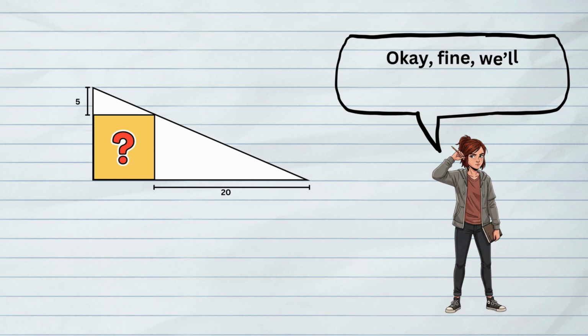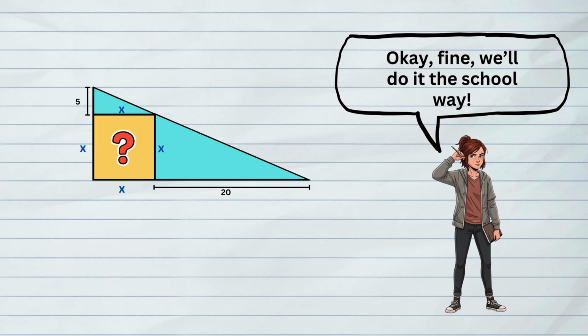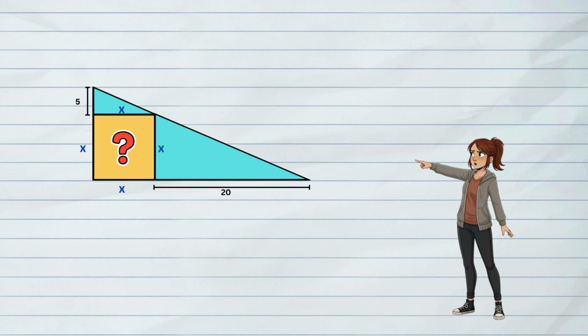First, let's do the classic textbook solution. Call the side length of the square x. That means every side of the square is x, of course. Now, look at the small triangle up here at the top and the big right triangle. These two triangles have the same 3 angles, so they're similar. When triangles are similar, their side lengths are in the same ratio.